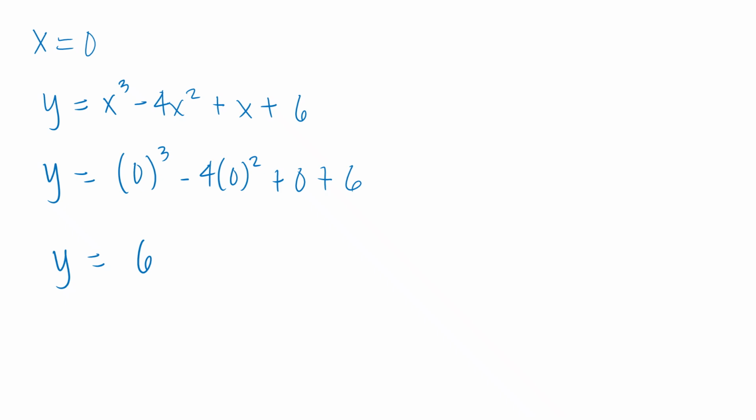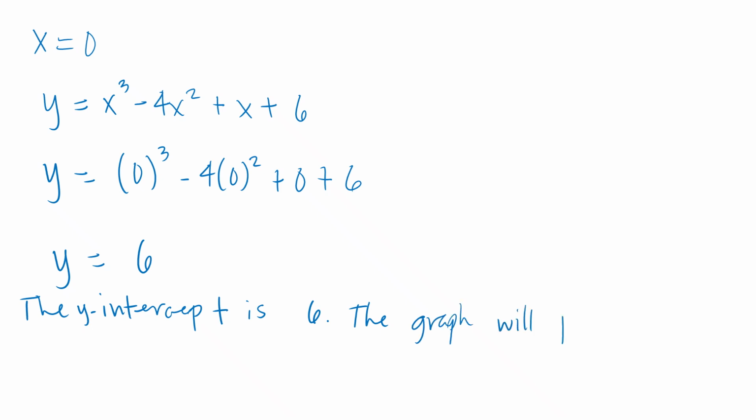So therefore, the y-intercept is 6. And this means the graph will pass through 0 and 6. Okay, so did you follow?